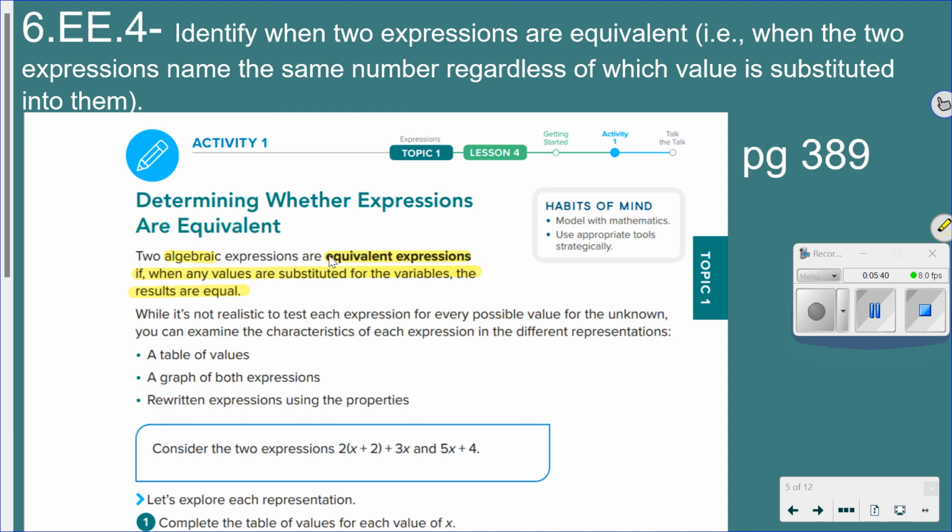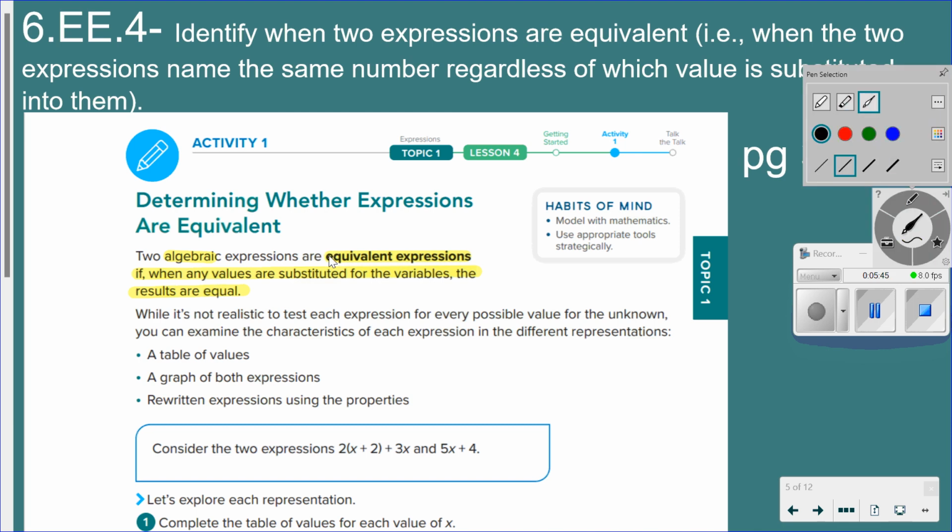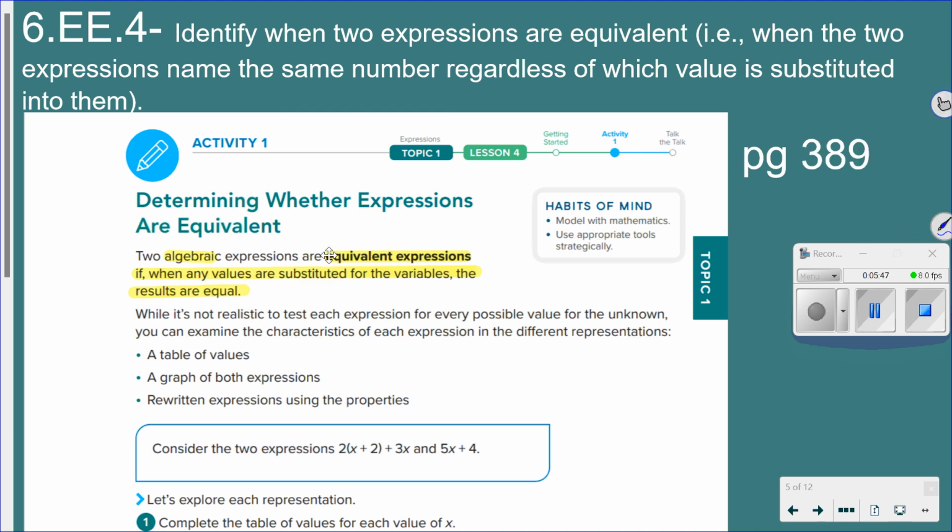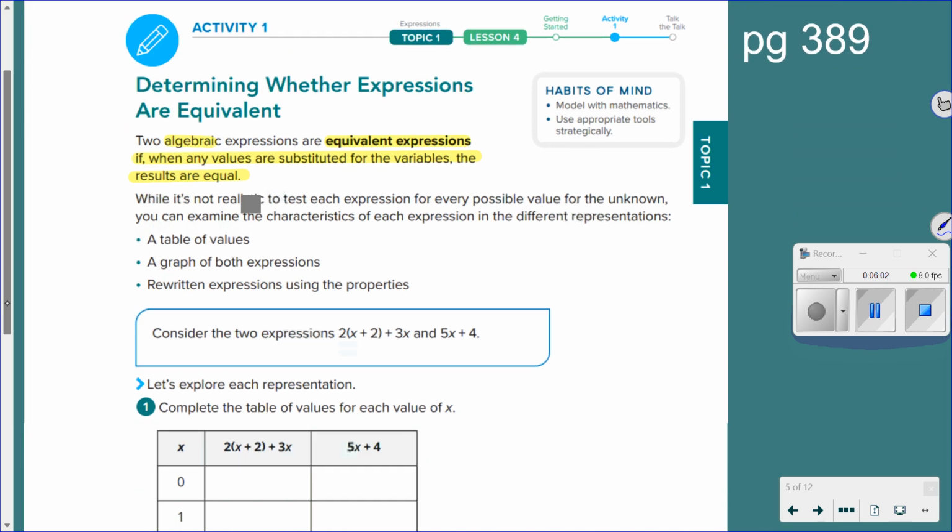There's a couple of caveats on that. Number one is you really should have at least two values that are the same. It's possible to have two completely different expressions where they find one spot where they meet, but you're not going to find one that finds two spots that meet unless they're equivalent. Okay? So while it's not realistic to test each expression for every possible value in the unknown, you can examine the characteristics of each expression in the different representations.